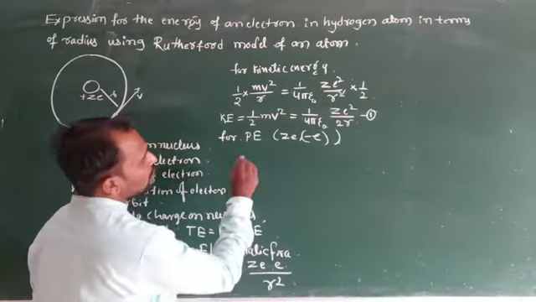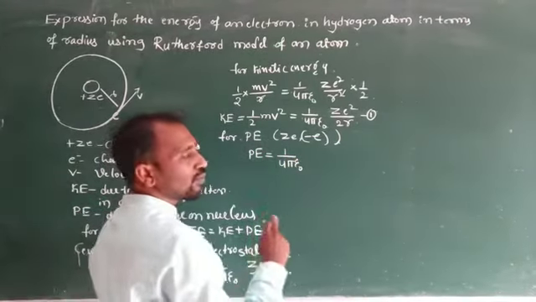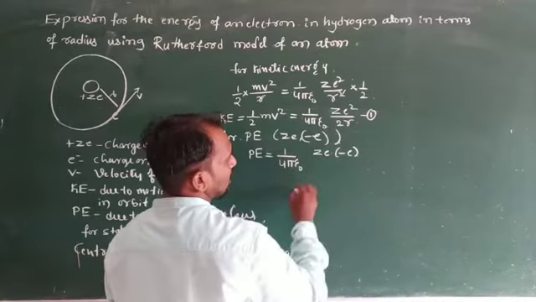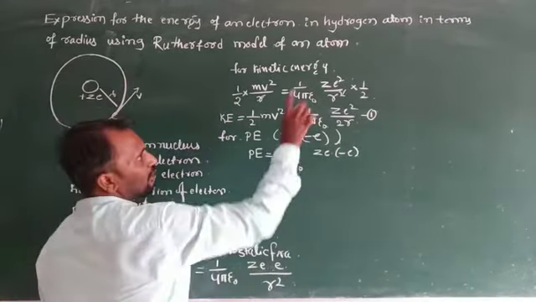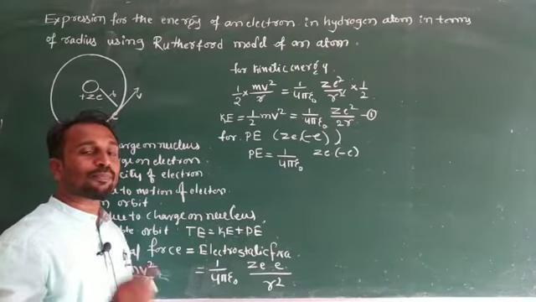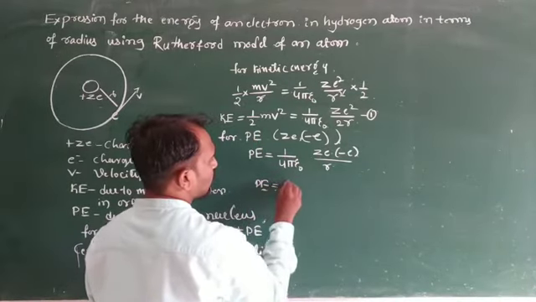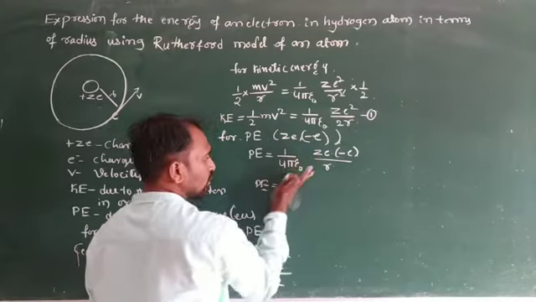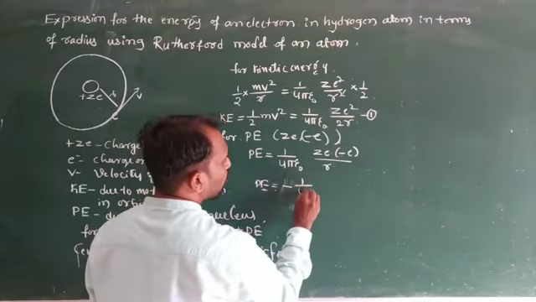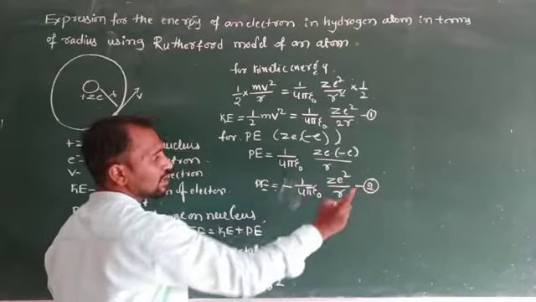So the potential energy is equal to 1 by 4 pi epsilon naught Q1 Q2 divided by R. Here Q1 is Ze and Q2 is minus e, so we consider the sign, but in the Coulomb force we don't, because here we consider electrostatic potential energy divided by R. So the potential energy is equal to minus 1 by 4 pi epsilon naught Ze square divided by R. Equation 2. So we have kinetic energy and potential energy.